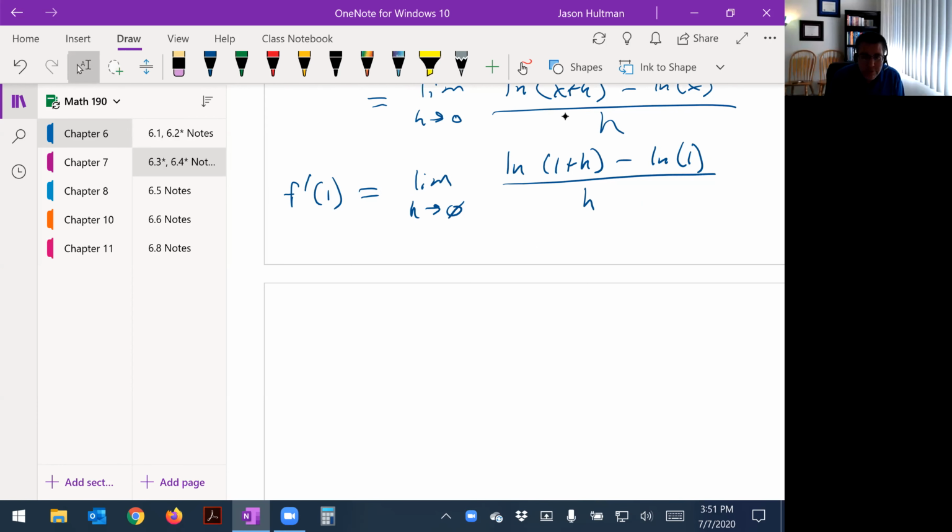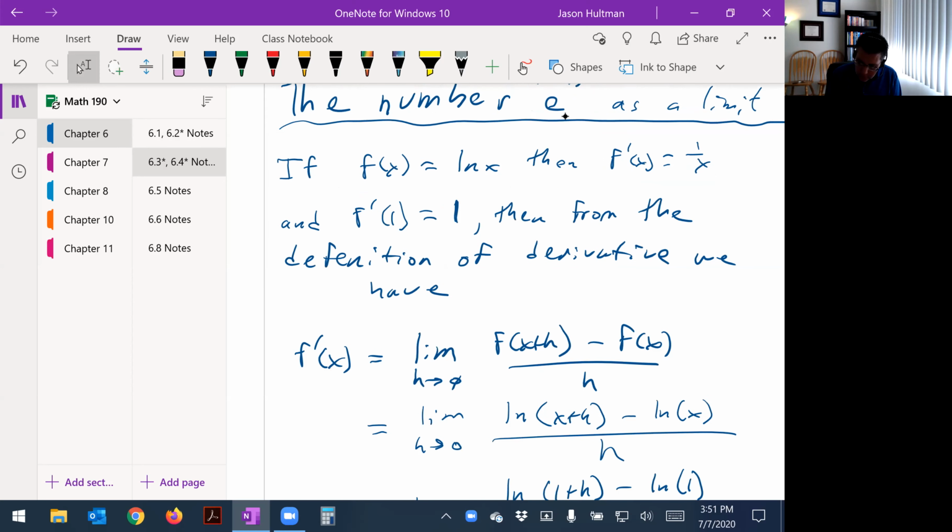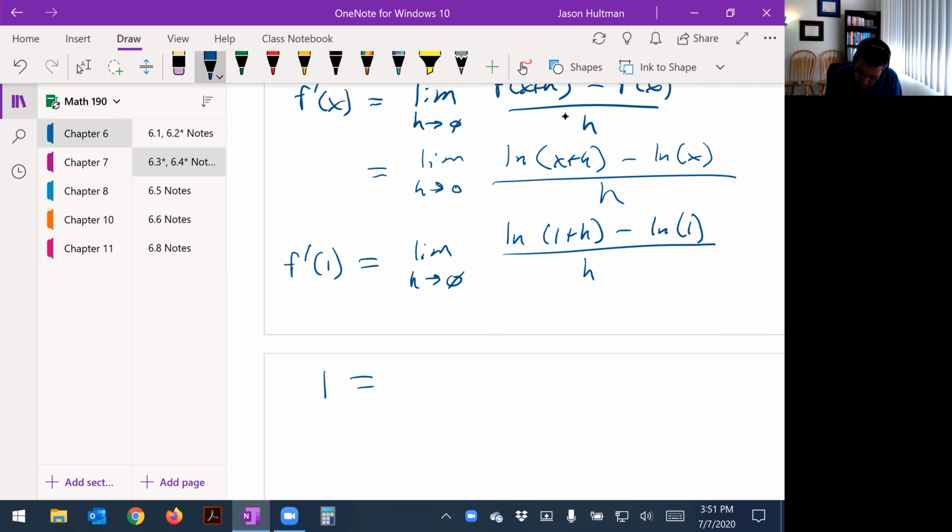But what did we say f prime of 1 already was? We already know the answer to this, right? f prime of 1 is equal to 1. So 1 is equal to the limit as h goes to 0 of the natural log of 1 plus h, minus, well, what is the natural log of 1? Isn't the natural log of 1 equal to 0? So isn't this just the natural log of 1 plus h over h?